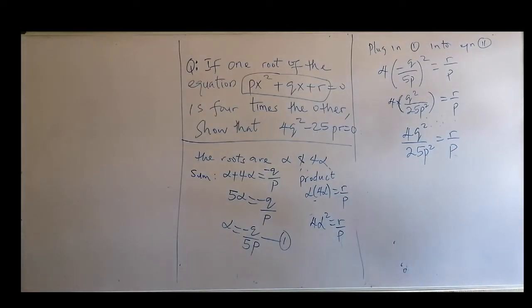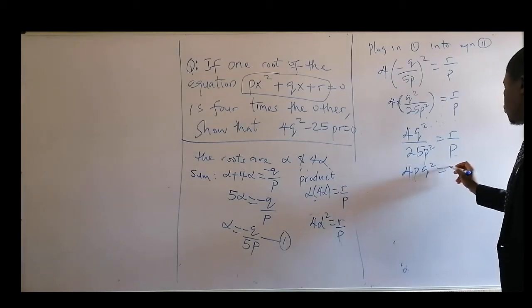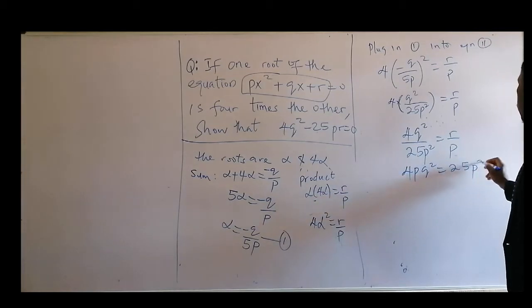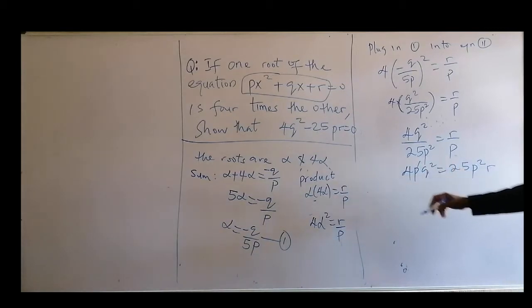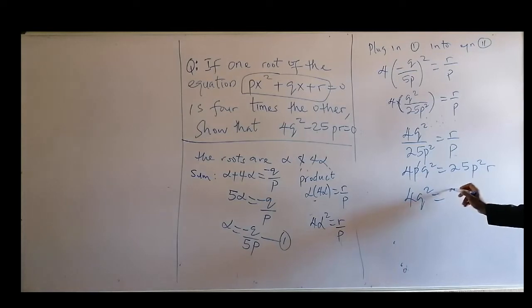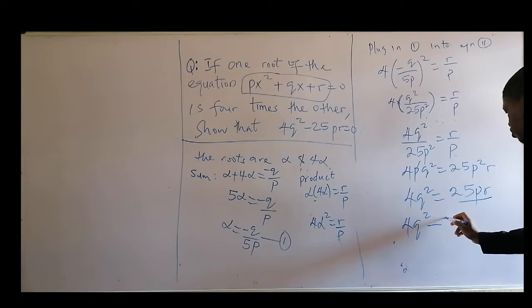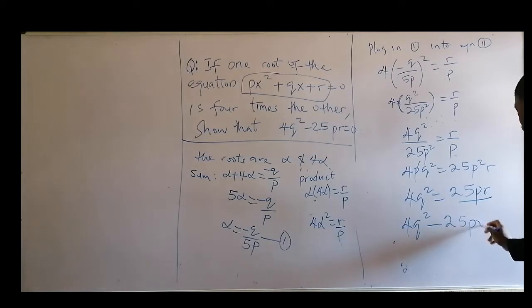Cross multiply. Then you have 4pq squared equal to 25p squared r. So p cancels, and we have 4q squared equal to 25pr. Move this one to the other side, then you have 4q squared minus 25pr equal to 0. So that is done.